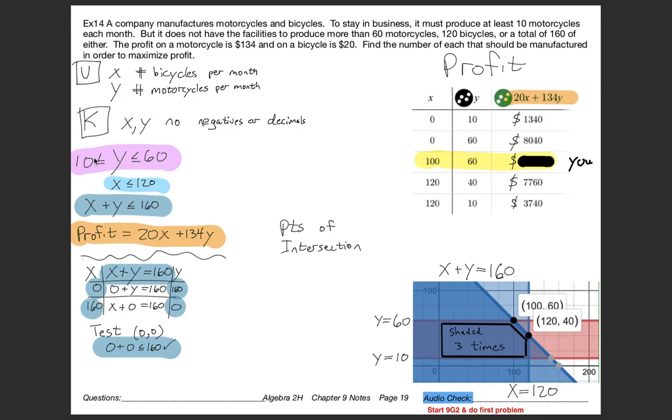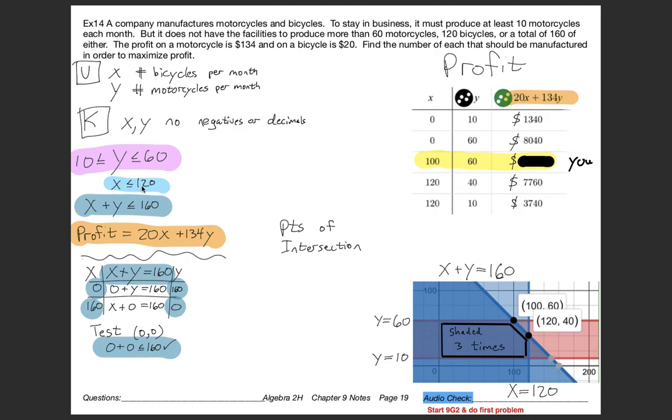So this condition, to stay in business, it must produce. This is the number of motorcycles. Could be at the very least 10. 10 is acceptable. It could be at the very most 60 here. So that's what Y ranges between. And you can see it even gets graphed here. Y at the most is 60, boom. Y at the least is 10, and they're both solid.